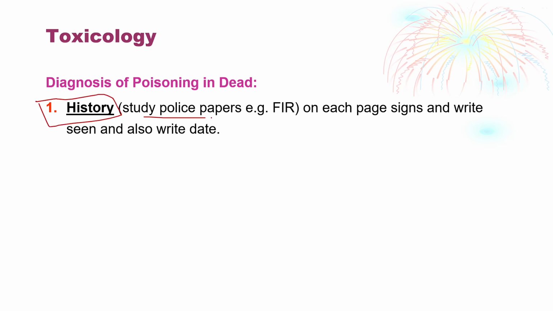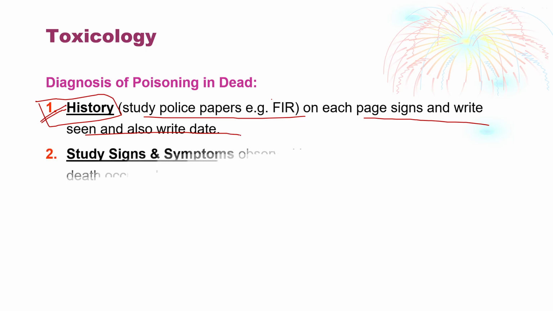The FIR or the police study report tells how the person has died or how this condition occurred. So the police will tell you that to perform the autopsy or examination of that person, the histories or the study papers must be there, and each of them must be signed, written, and seen, along with the date.